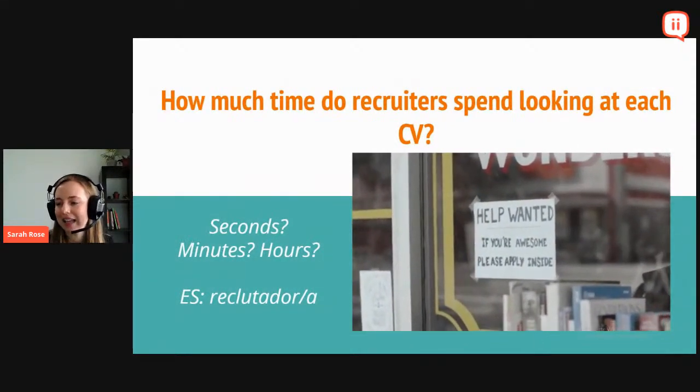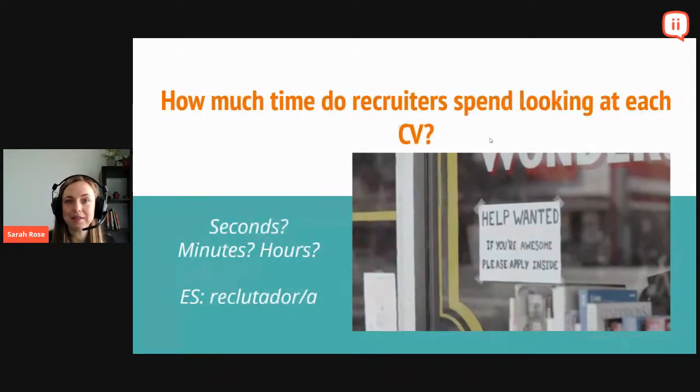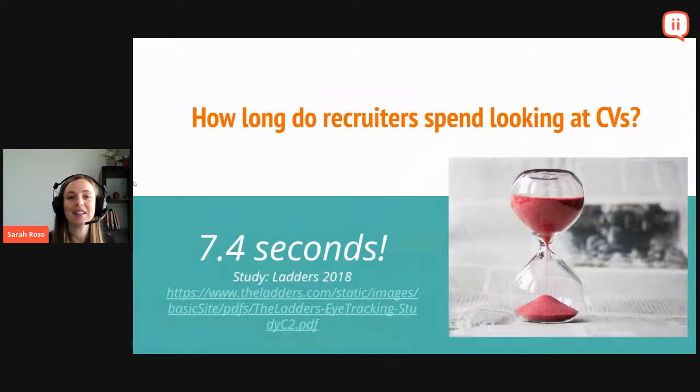What do you think? Let's have a look. Okay, we've got a guess of maybe 30 seconds. Is it 30 seconds? It's actually 7.4 seconds. So about 8 seconds, not very long at all. Javier says 1 to 2 minutes maybe. Oh, I wish they did. I wish that was true. About 2 minutes if you are lucky. If you are lucky is a good point.